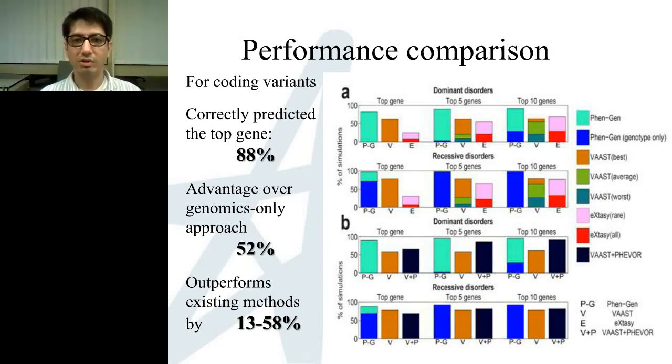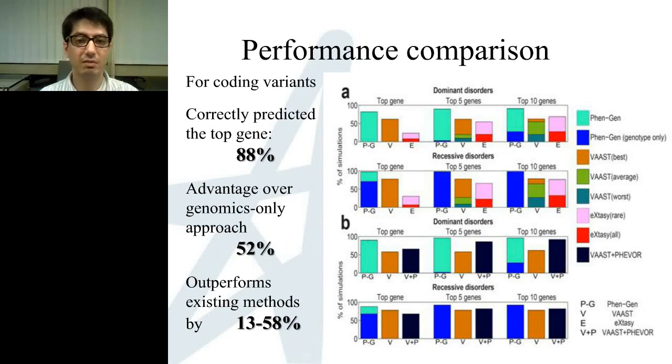Here, there's a lot going on, so I will go into a little more detail for this particular slide. In the top two panels, we compare Phen-Gen with VAST and eXtasy. If you focus on the first column, which says top gene, here I'm showing you Phen-Gen's performance, shown by PG. Phen-Gen's bar is split into two colors. The dark blue color shows how often Phen-Gen is able to identify the disease causal gene as the top rank gene based purely on the genotypic prediction, and the added advantage of integrating the phenotype.